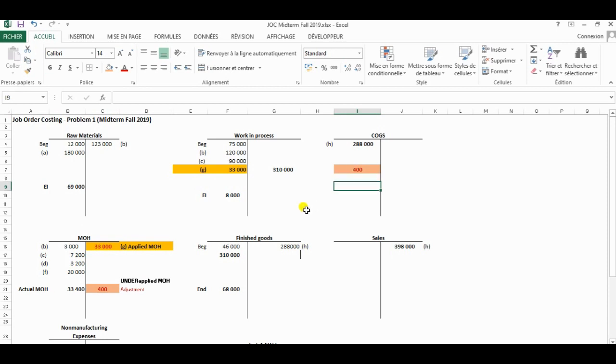Now we can calculate the ending inventory of this account. So 288,400, and for the MOH it will be 0.